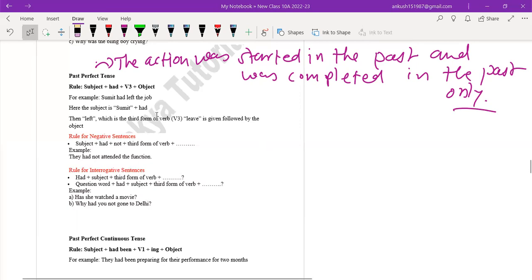Okay, now let us understand the structure of it. It is the very simplest tense. Why did I say this? Because whatever the subject is given over there, you need to use had as helping verb, and after that you need to use third form. See beta, wherever there is the perfect form of the verb or perfect tense, you always need to use third form of the main verb. For example, Sumit had left the job, they had left the job.